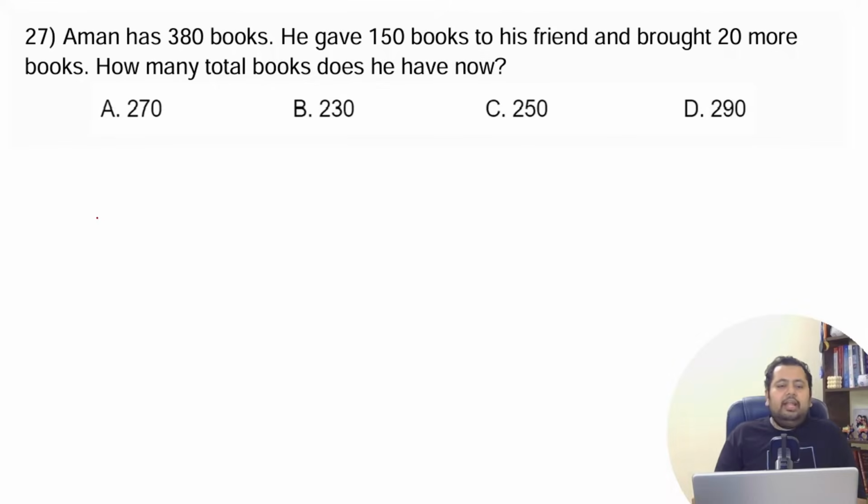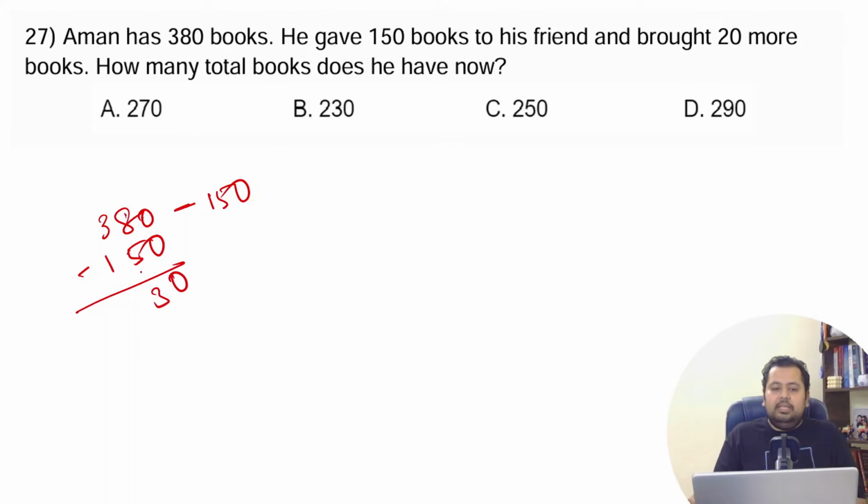Great. I hope you would have got it correct. So Aman has 380 books now. He gives 150 to his friend, right? So it is just a subtraction. If he gives 150 to his friend, this becomes 0. 8 minus 5 is 3. 3 minus 1 is 2. So he now has 230 books after giving 150 to his friend.